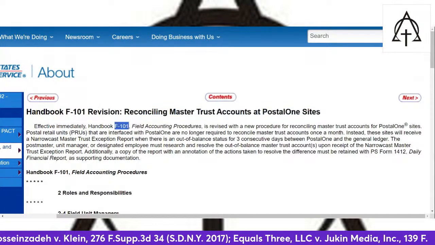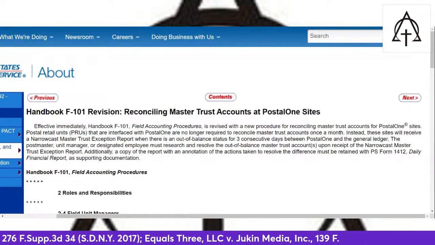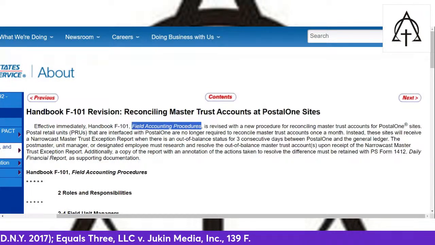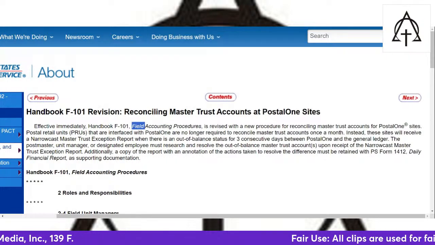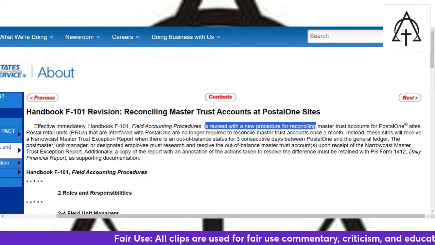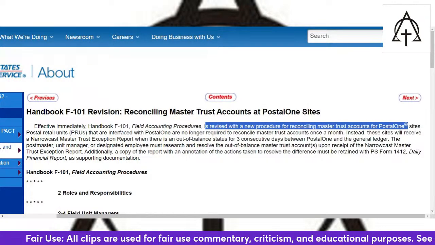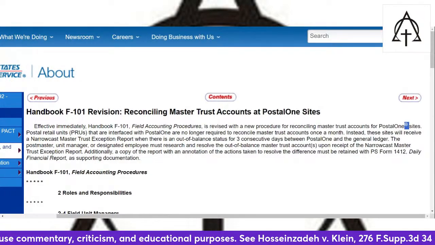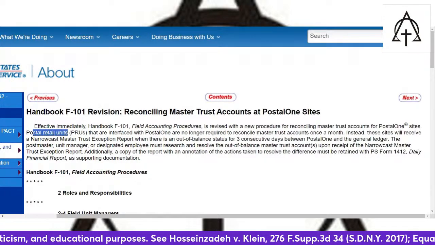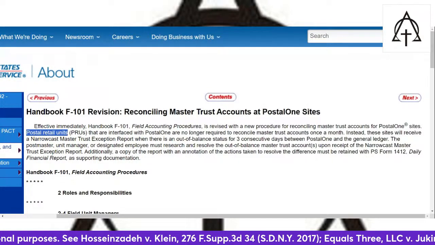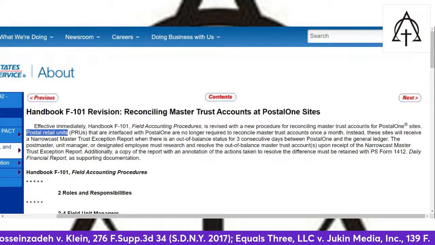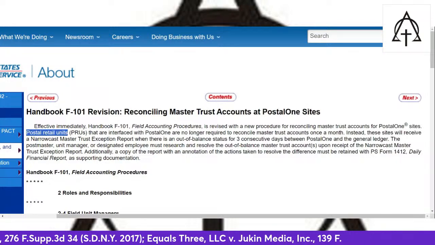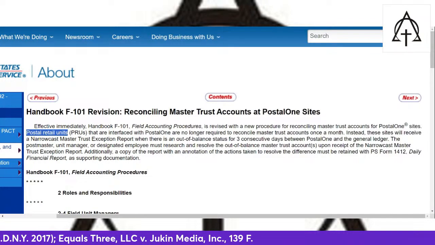Effective immediately, Handbook F-101, Field Accounting Procedures. Remember, Field Accounting Procedures is a military term. Field and area. Is revised with a new procedure for reconciling master trust accounts for Postal One registered sites. Postal retail units. That's that United States business as a customer, postal retail unit. And it's going to be an advanced credit deposit account.